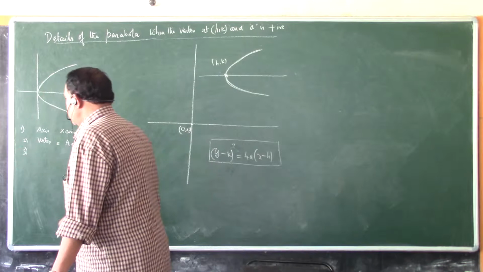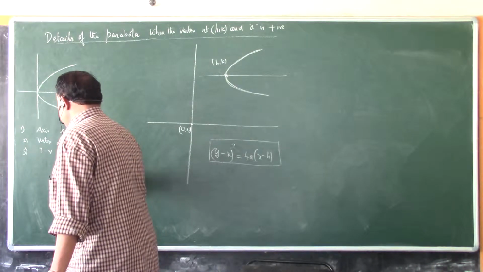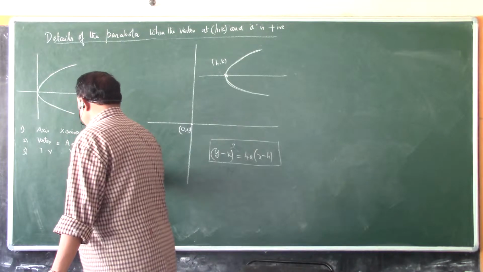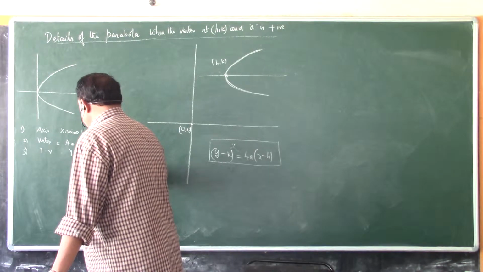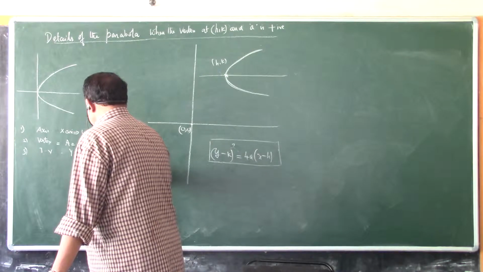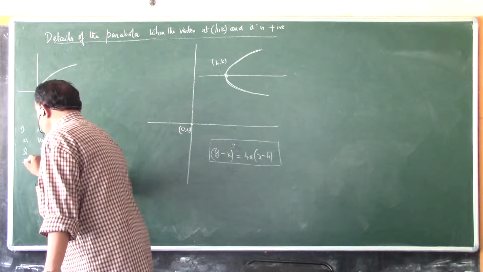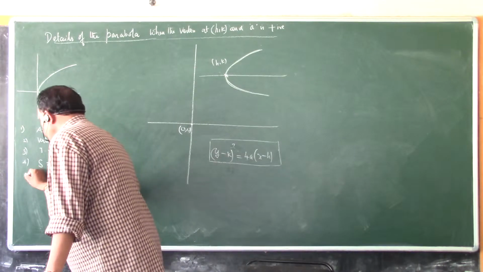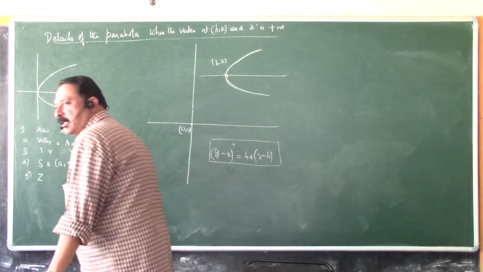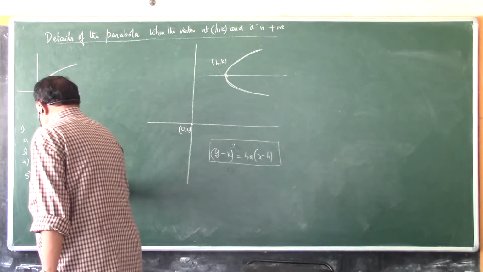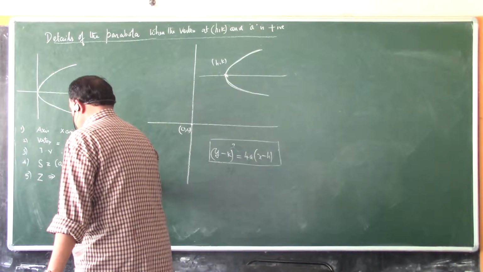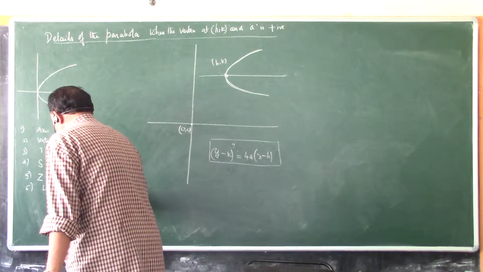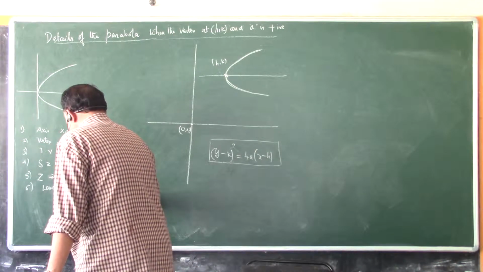And third one is the tangent at the vertex. Tangent at the vertex is the y-axis, which is x equals 0. Fourth one is focus. The focus is at (a, 0). Next is the directrix, which is x equals minus a. Sixth, the length of LR, that is 4a.